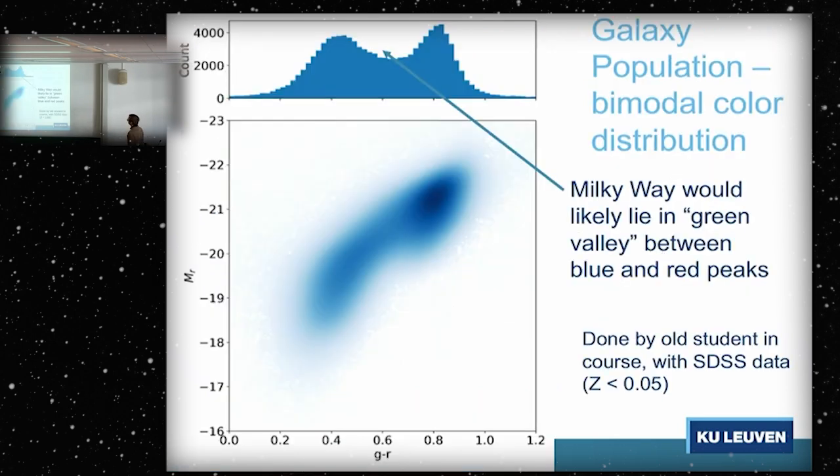So, for example, here is one done in an assignment by an old student in the course. This is with SDSS data. You will learn how to do this next week. For galaxies with redshift lower than 0.05. So this is more or less the same type. You can see the color plot here in the color magnitude diagram, right? And you can see the two clear peaks here, and here you see the blue and the red bump.